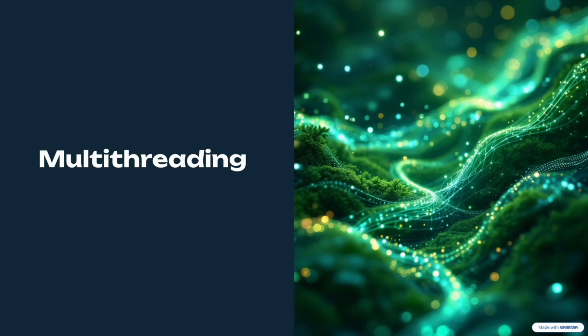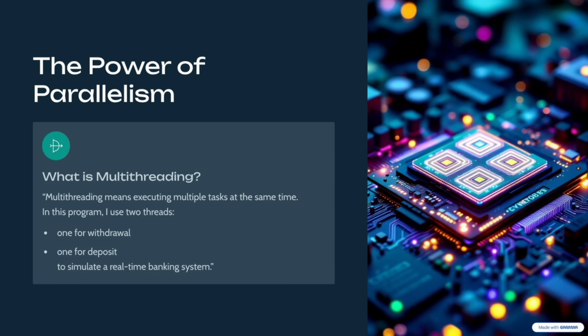Today I am going to explain my Java lab experiment on multi-threading with inter-thread communication. I will also demonstrate a simple exception handling program. What is multi-threading? Multi-threading means executing multiple tasks at the same time. In this program, I use two threads, one for withdrawal and one for depositing, to simulate a real banking system.